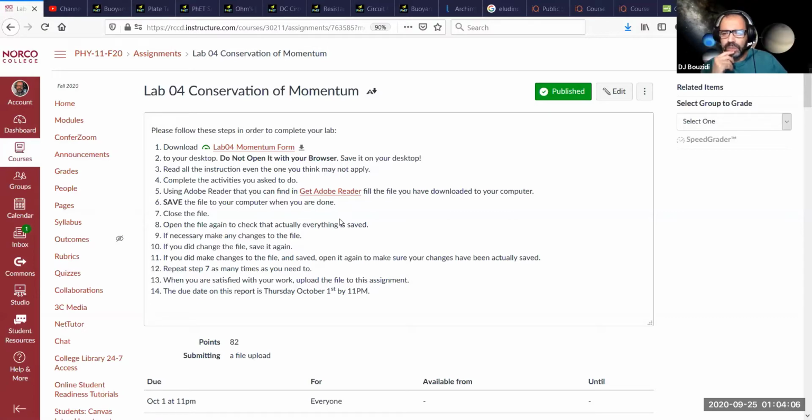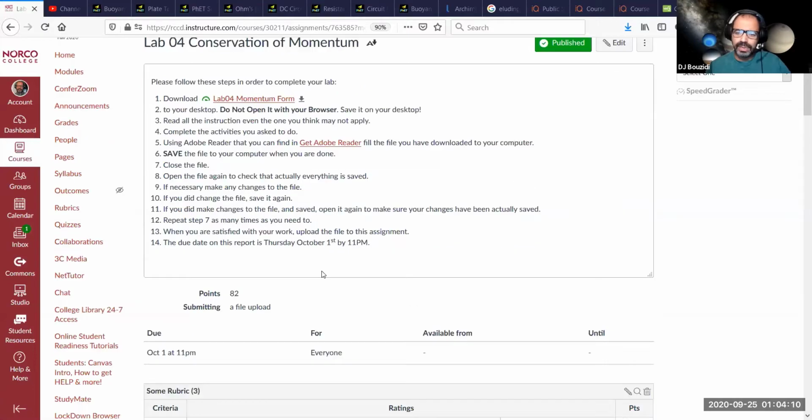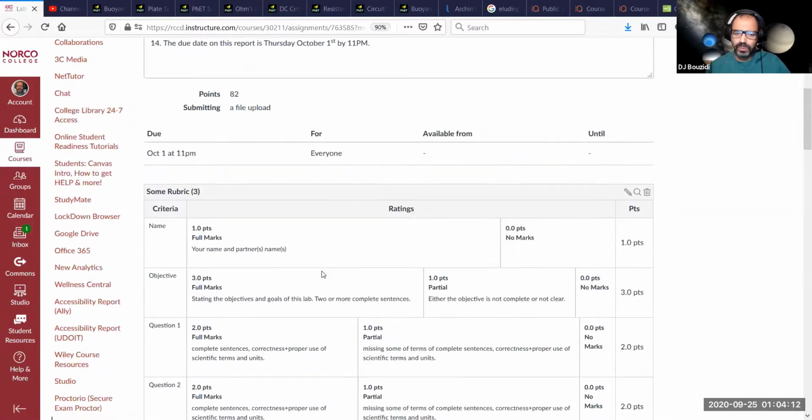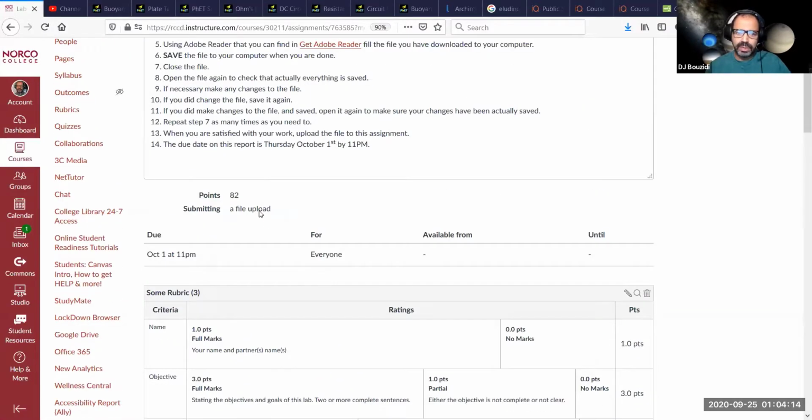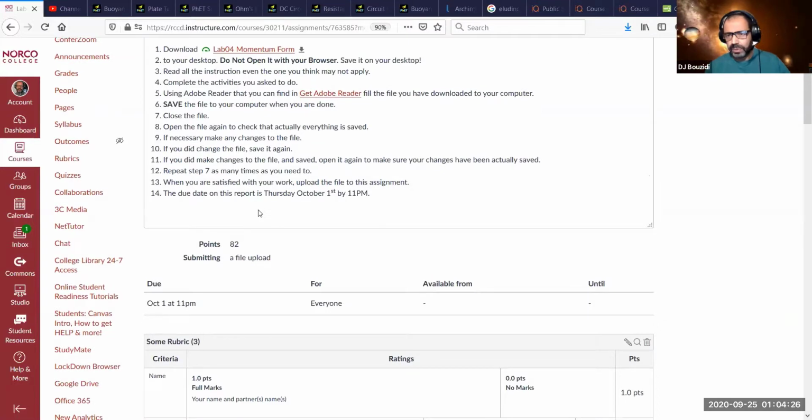Some questions need to be answered, and we're going to answer them together. The grading is here. Again, you have the entire rubric. This lab is graded out of 82 points. Questions are always worth 2 points. Sometimes you can get only 1 point out of the question. Objectives are worth 3 points. Sometimes you end up with only 1 point or no points at all, depending on how you go about it.